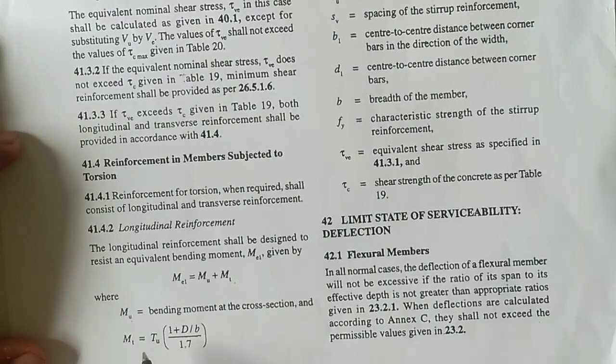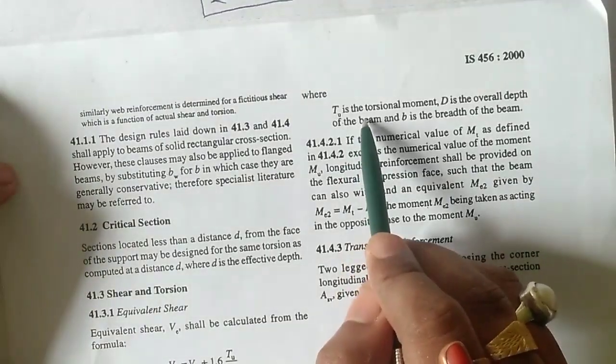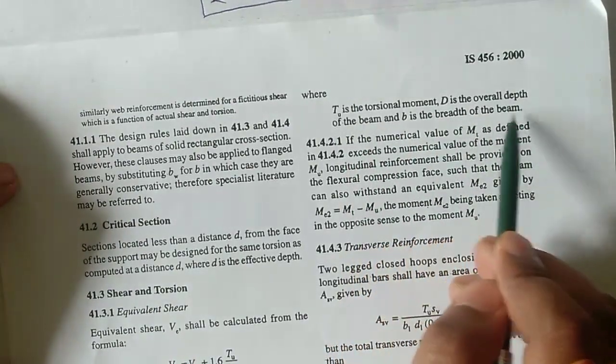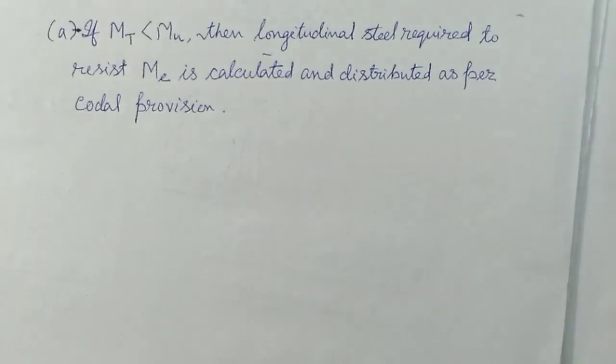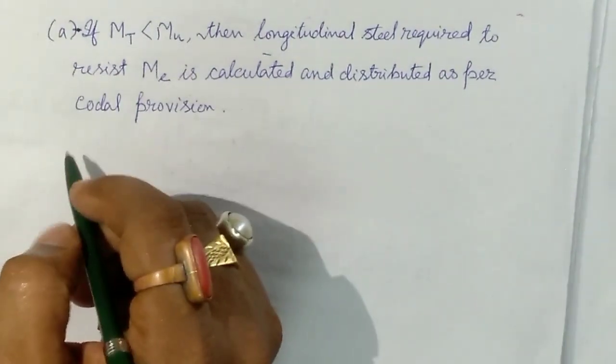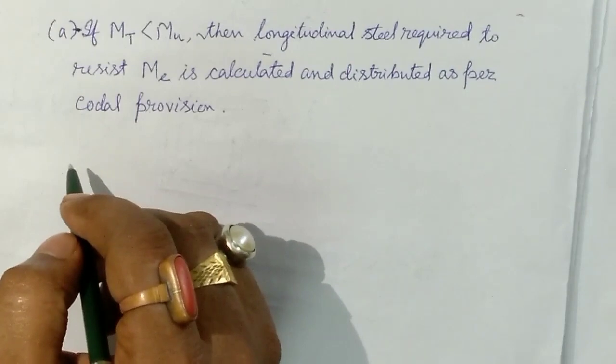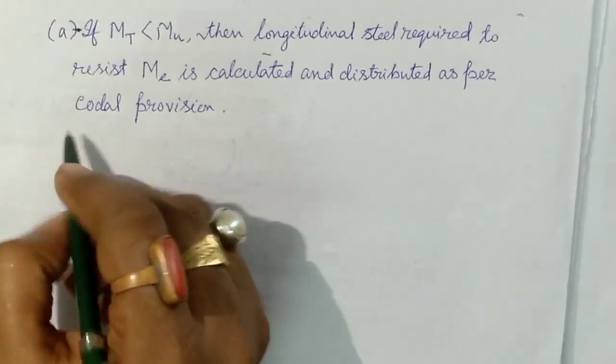So the torsional moment, how to calculate? Here one formula is given. Tu is the torsional moment, D is the overall depth of the beam, B is the breadth of the beam. Another important aspect is, if Mt is less than Mu, then longitudinal reinforcement is provided with respect to Me1 only on the tension side.